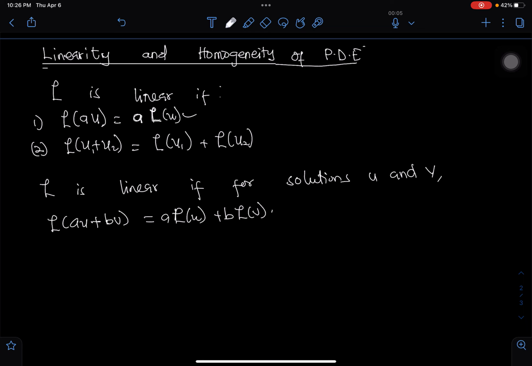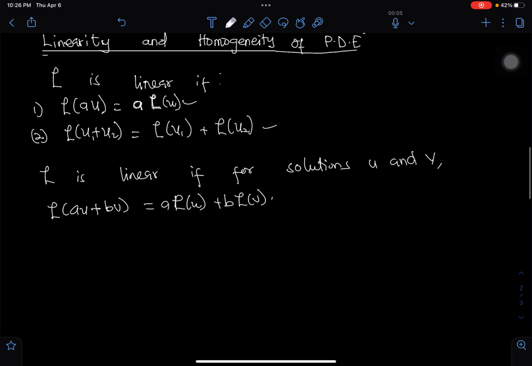Okay, so we can squeeze these two conditions together and say that L is linear for solutions, because we are talking about partial differential equations here. It is linear if the operator acting on a linear combination of these solutions is equal to a L of u plus b L of v. Now you can see something very interesting here. We are going to talk about it later in the video.